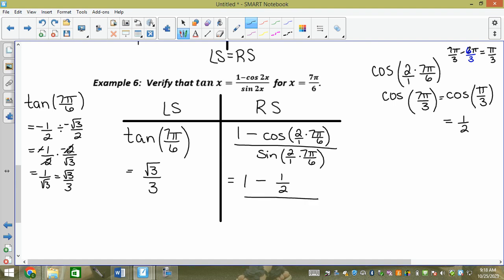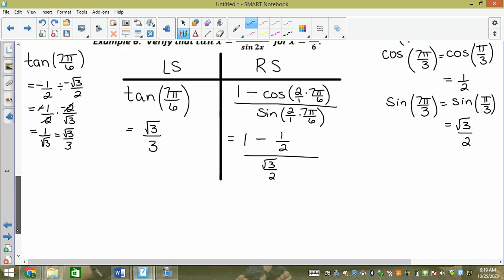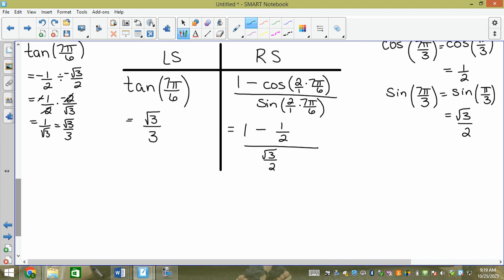Now this one, we get sine of 7 pi over 3 is technically what it's going to be. It's the same as sine of pi over 3, which is root 3 over 2. Root 3 over 2 is 0.8660, and so on, correct? So type in sine 2 times 7 pi over 6 in radian mode. So we get a root 3 over 2 on the bottom, right? 0.866 when typing in our calculator.